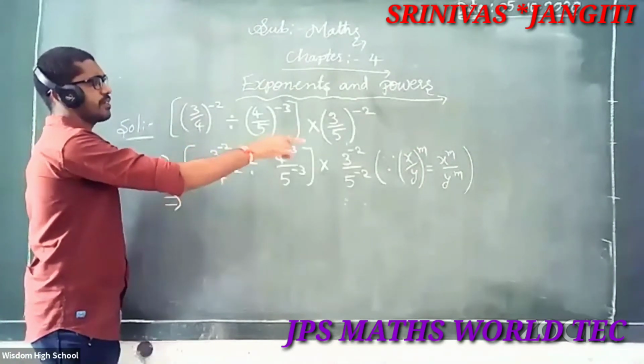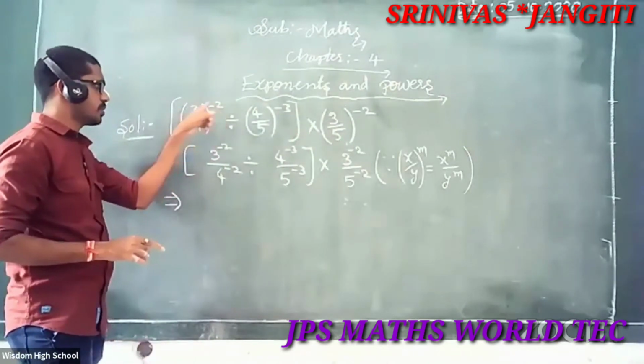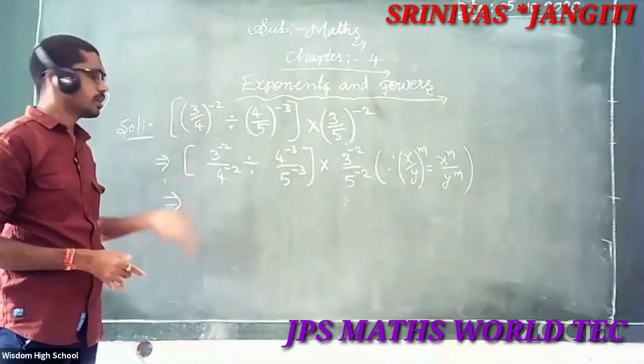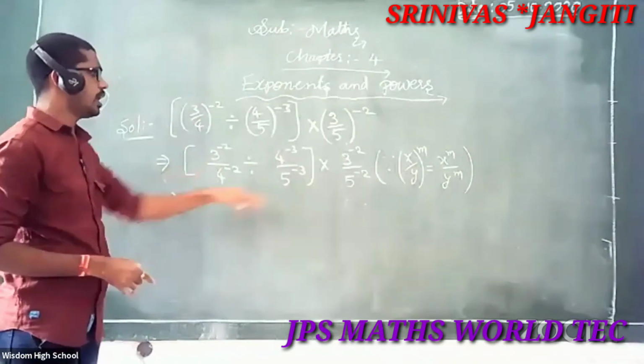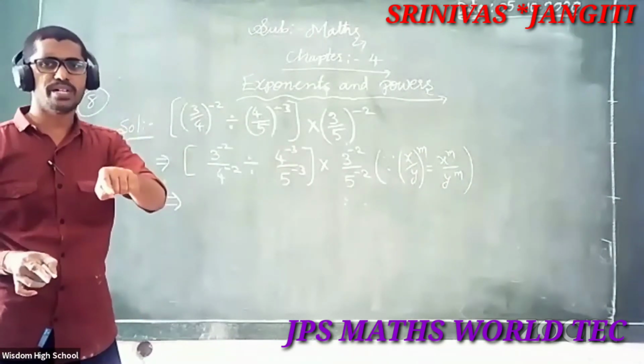(x/y) all to the power of m is equal to x to the power of m by y to the power of m. So this minus 2 you applied upside and downside. That is only now. Then after, you should observe all negatives, right? But what do you want? Positives. How is this?